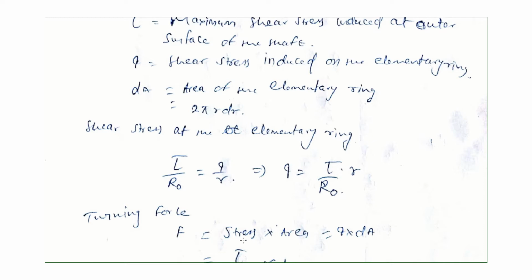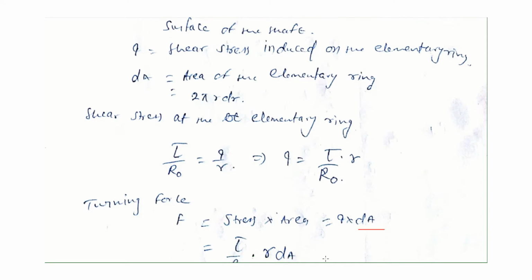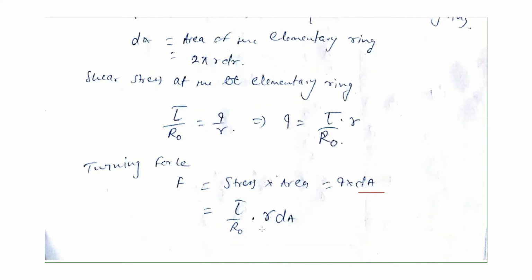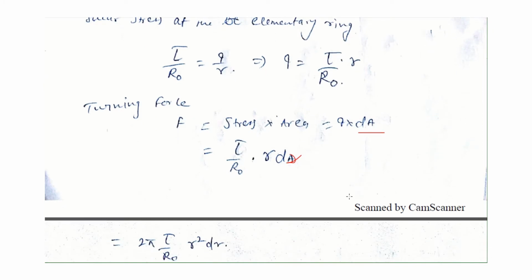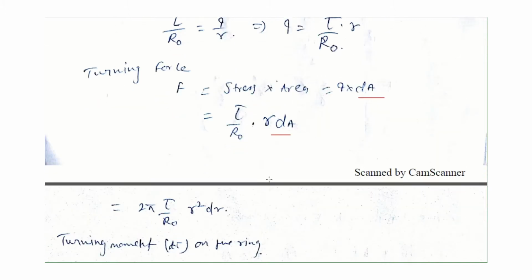Now the turning force F equals shear stress into area, q into dA. We know dA is 2 pi r dr. So small q is tau by r naught into r, and dA is the same dA. Now we put the dA value, which is 2 pi r dr. So 2 pi tau by r naught, r outer, into r times r is r square dr.